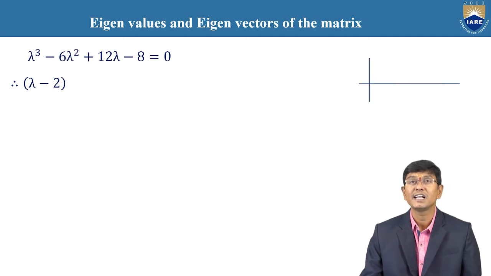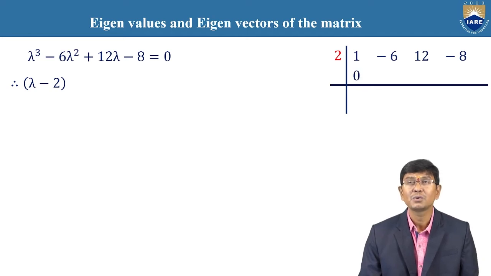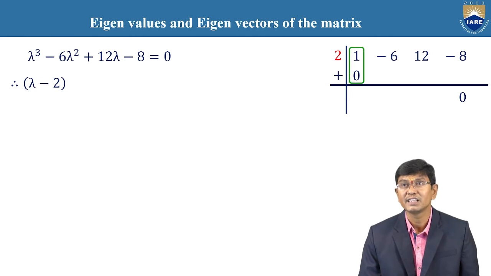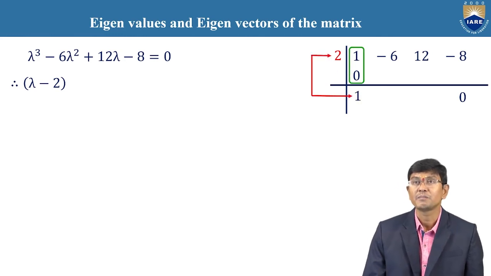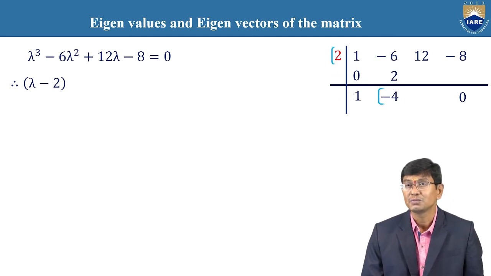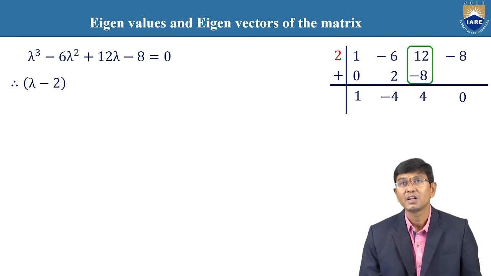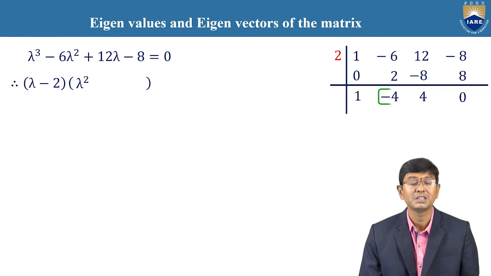Therefore, according to the synthetic division, the first row is 1, minus 6, 12, minus 8. And again, if lambda is equal to 2, it is one of the roots and is satisfied. Therefore, the remaining equation is a quadratic equation, where we obtain 1, then 1, and similarly 4, minus 4, and the third one is 4. Therefore, lambda square minus 4 lambda plus 4 is equal to 0.